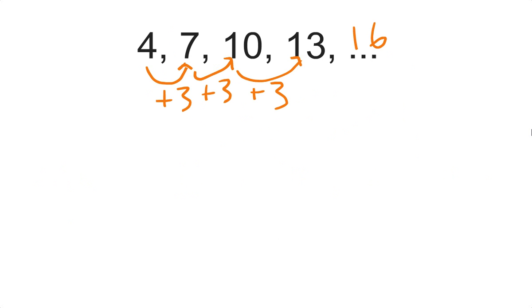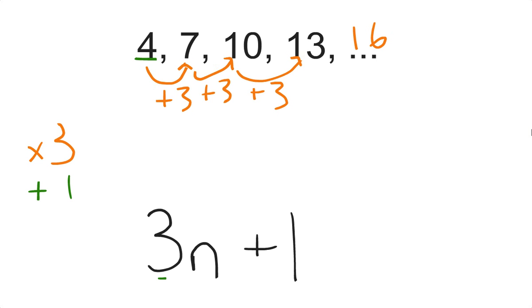This means that we've got to be using the 3 times table. So my formula, my nth term, is 3n. What do you have to do to this 3 to get it to that 4? Well, you have to add on 1. So if we've got times 3, then add on 1. So this is our formula, 3n plus 1.